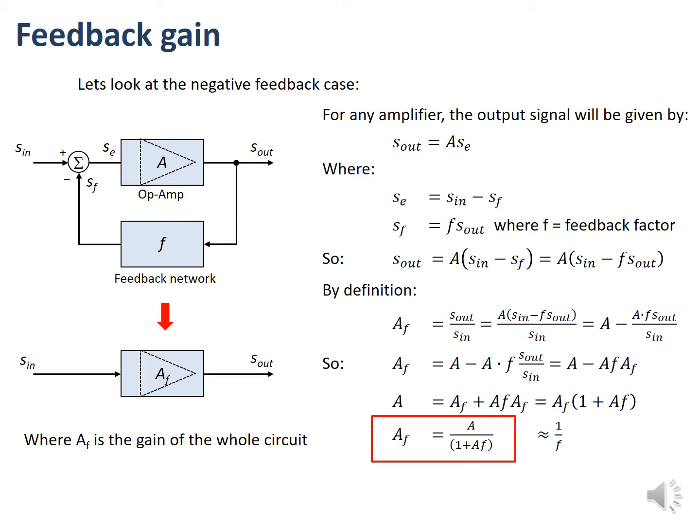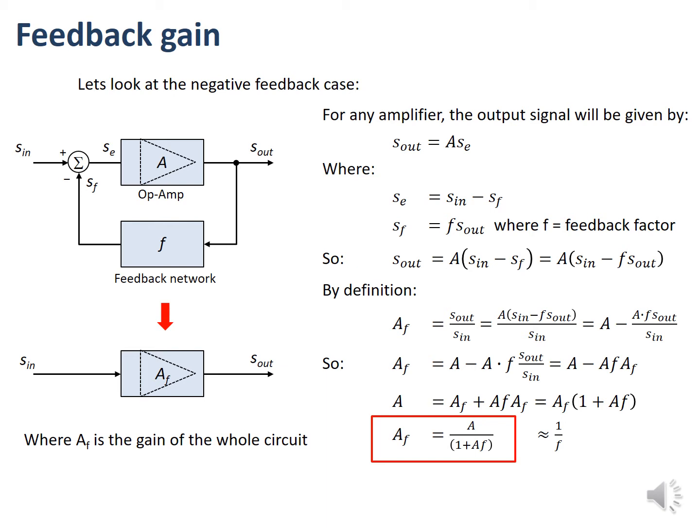So if I go back now to the right hand side where I've gone through the proof of how I'm going to derive that, S out is equal to A times SE. But I actually know what the value of SE is. That's going to be equal to S in, the signal in, minus SF, which is the output from the feedback factor. And I know that SF itself is equal to F times S out, where F is the feedback factor. So that gives me a form for S out.